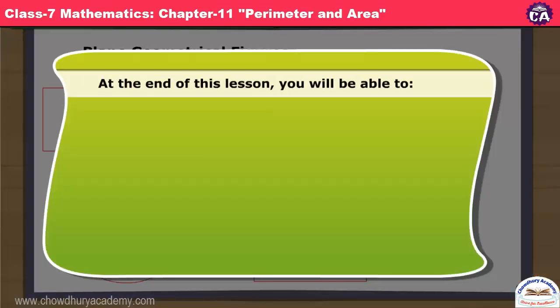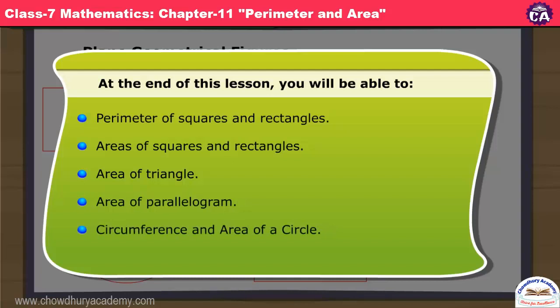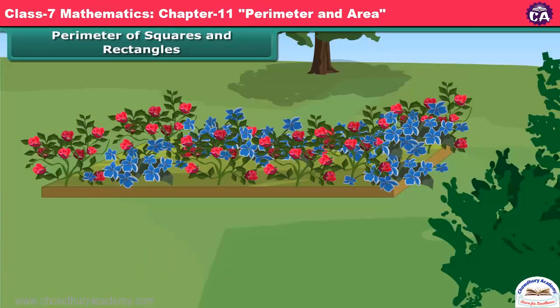At the end of this lesson, you'll be able to find perimeter of squares and rectangles, areas of squares and rectangles, area of a triangle, area of parallelogram, circumference and area of a circle, and unit conversions.